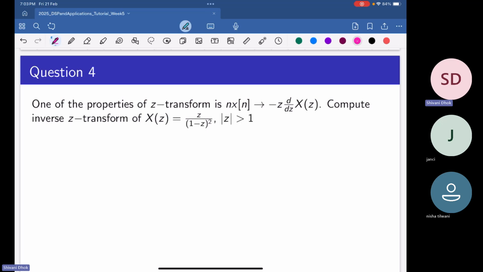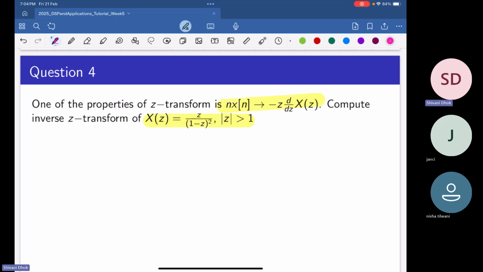So here, one of the questions says that one of the important properties of the Z transform is n into x of n, and its Z transform is given by minus z into d/dz of x of z. Now what we need to do is compute the inverse Z transform of this given signal. This looks weird: why has this been listed, and suddenly I have this x of z? It looks a little bit weird.